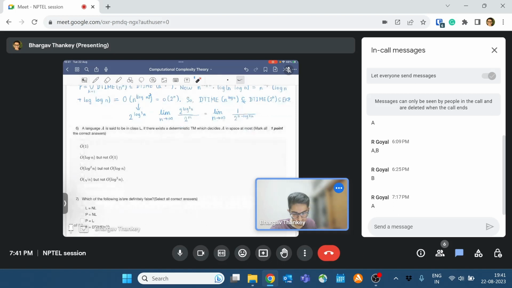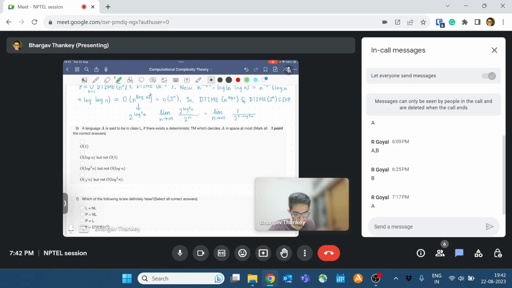Okay. So the next problem is: a language A is said to be in class L if there exists a deterministic Turing machine which decides A in space at most, and mark all the correct answers. The options are order 1, order log n but not order 1, order log square n but not order log n, and order square root n but not order log square n. So which of these are correct?